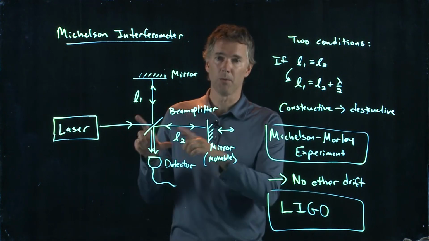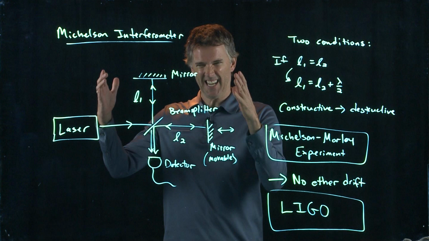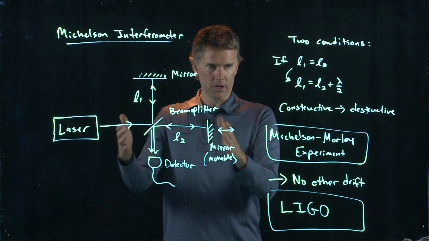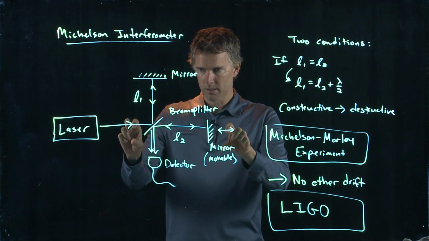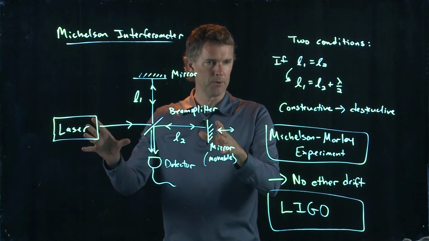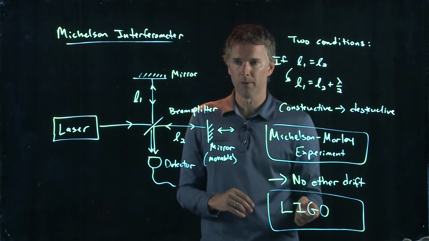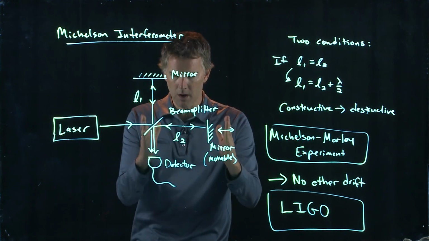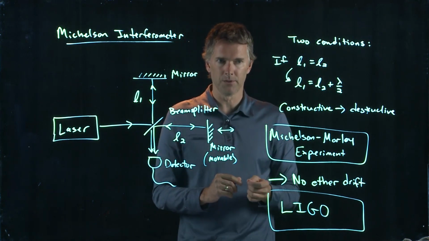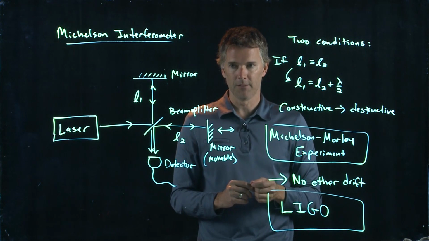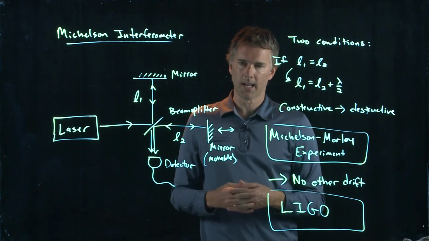And they built one of these up in Washington and one of them in Louisiana. And these things are gigantic. The arms are like 4 kilometers long. The whole thing is in a vacuum tube. Okay, they have these giant lasers that are operating all the time. And what they're looking for is gravity waves. If a gravity wave comes along and changes L2 just slightly, they should be able to detect it. And so these things are up and built and operating right now. And you can go online and take a look at them.